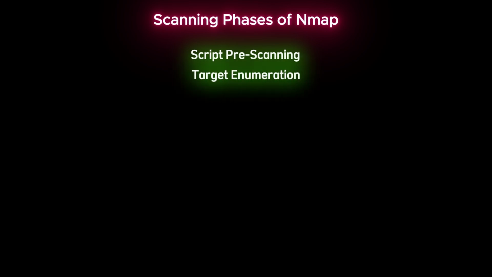Target enumeration: in this phase, Nmap parses the target and resolves it into an IP address. Host discovery: this is the phase where Nmap determines if the target is online and in the network by performing the specified host discovery technique. The -Pn option can be used to skip this phase.